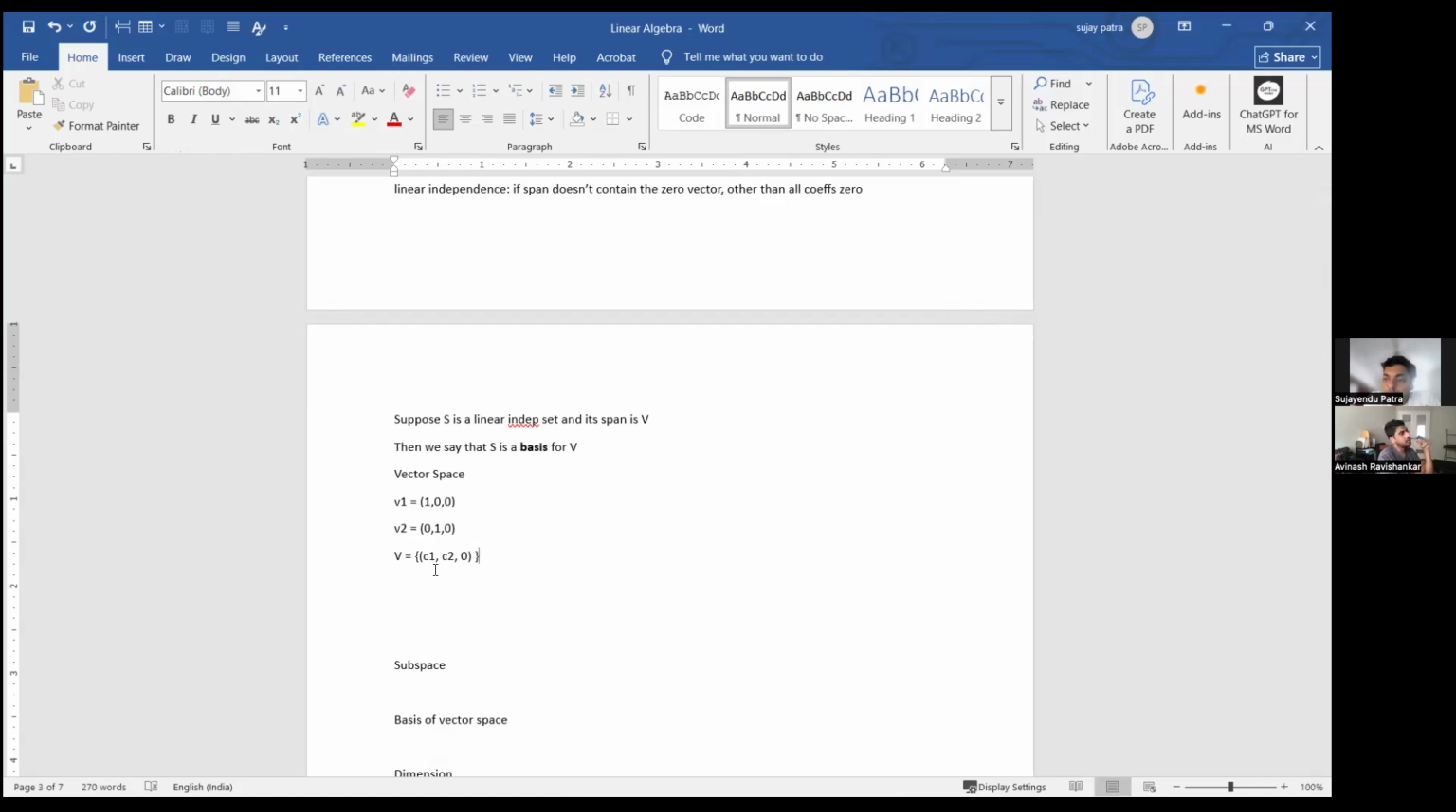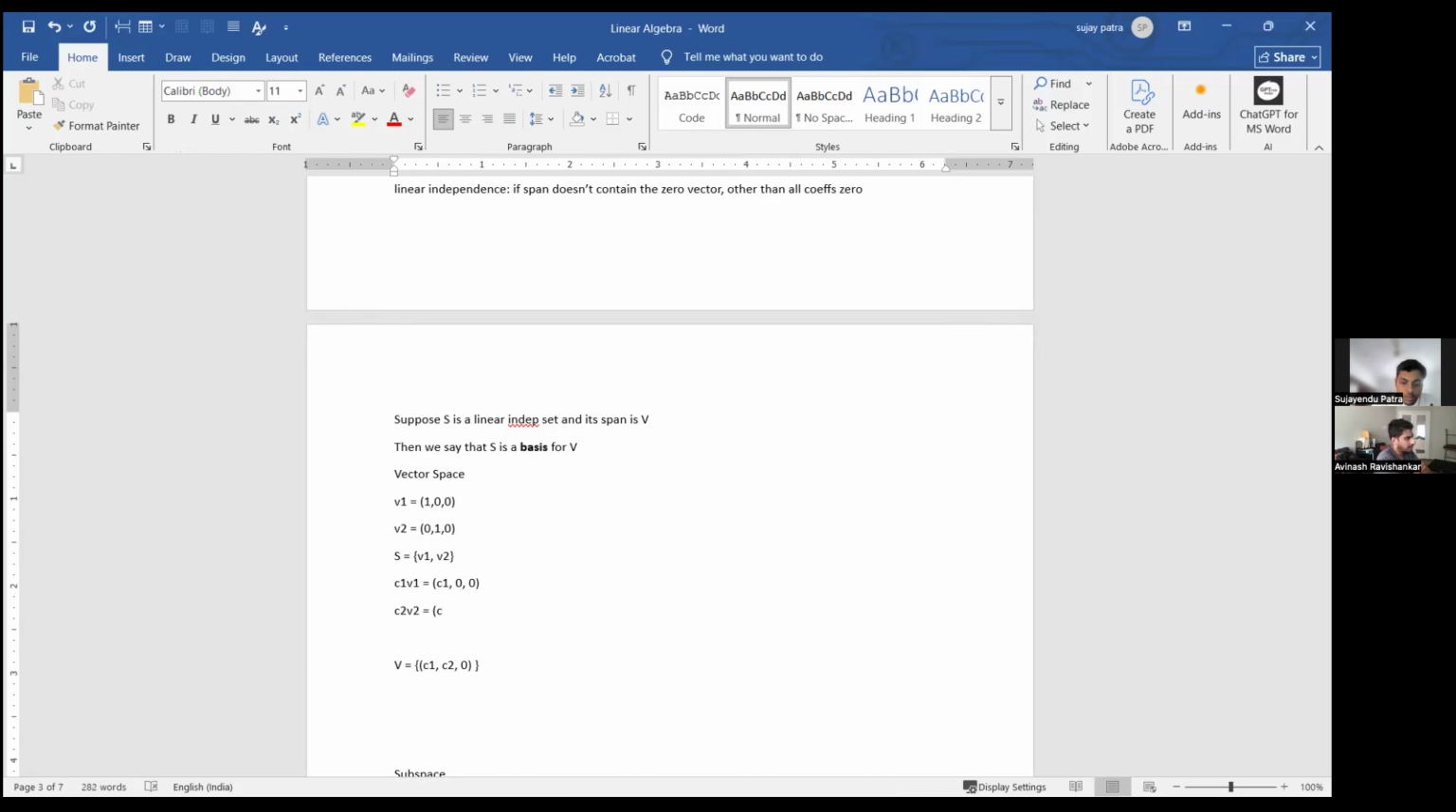Okay. And then your S. So my S is just V1 and V2. S is {V1, V2}. Then what is C1 V1 comma C2 V2? What do we call that? No, C1 V1 is a vector plus C2 V2. So let me write it down. So C1 V1 is (C1, 0, 0), and C2 V2.